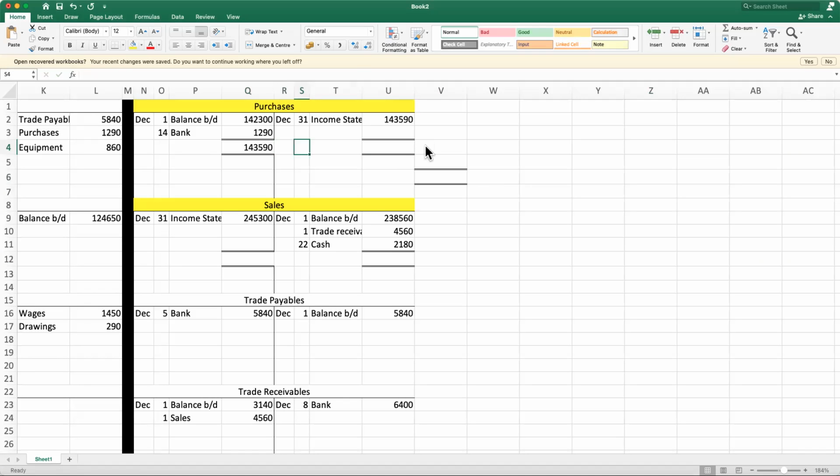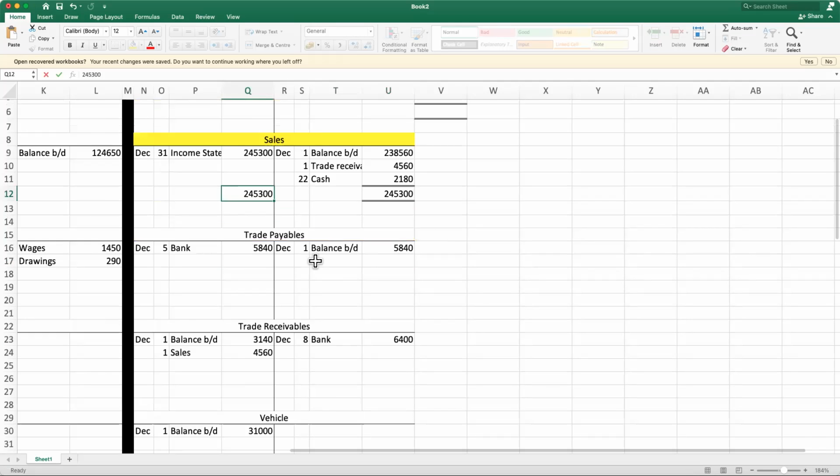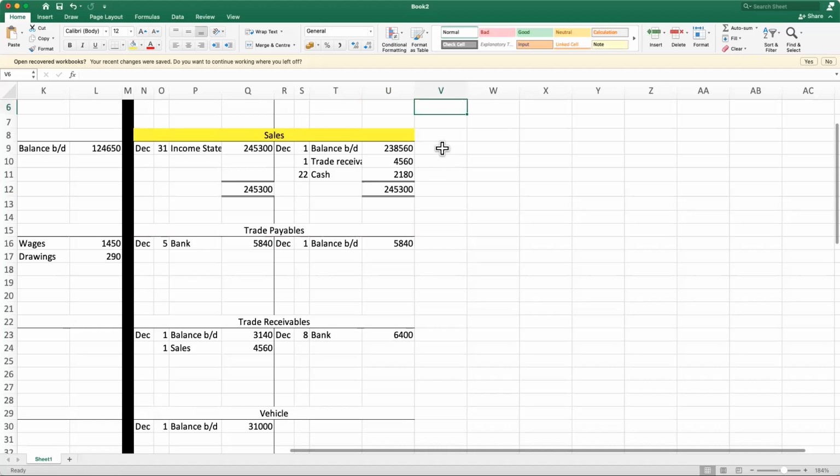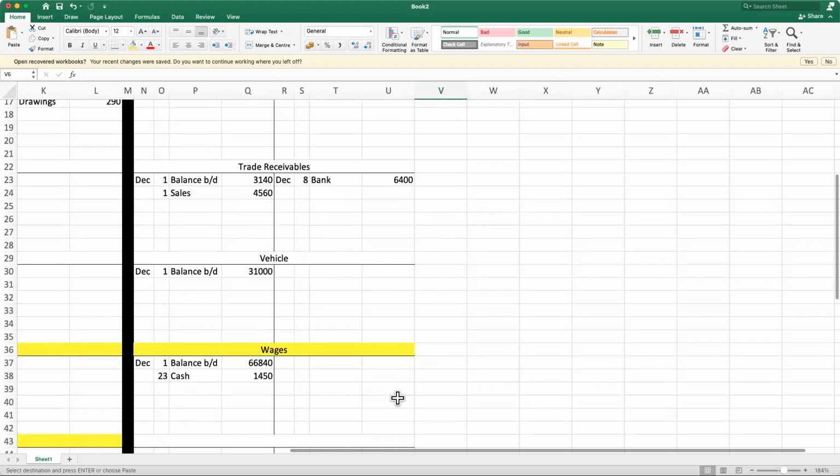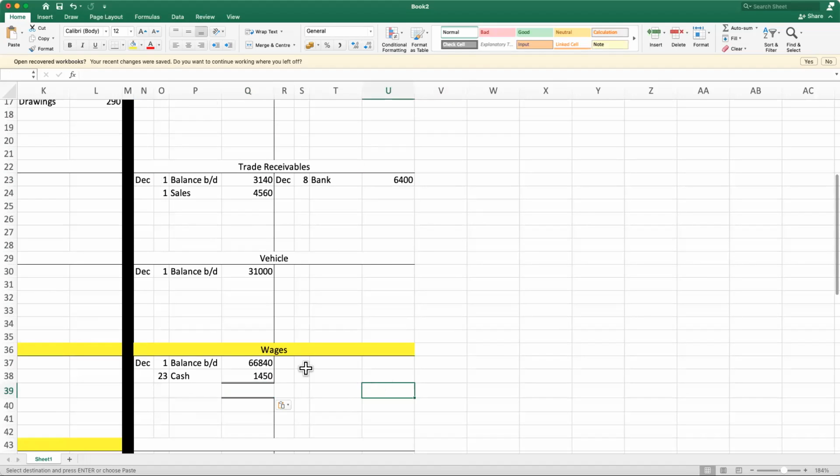No balance here, so that's it. 245,300. Well, that's it, we're closing it. Let me just copy this down again. So the total here will be 68,290. Same thing here, 68,290. Right, income statement.